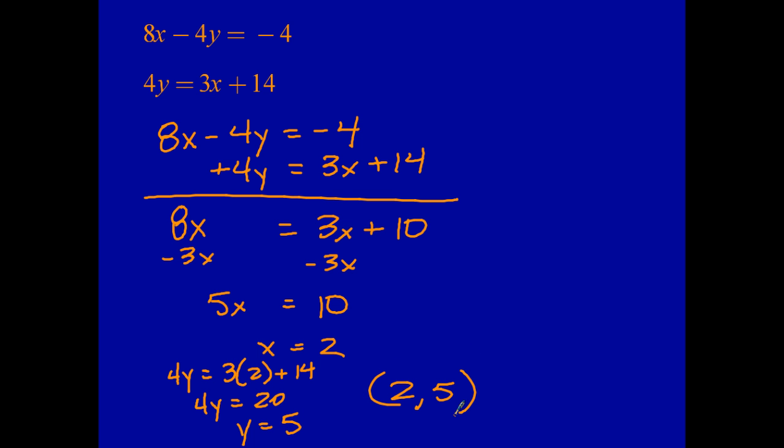Okay. Now another way we could have done this is I could have set it up so that they're both in standard form. Okay, and so what I could have said is, okay, 8x minus 4y is equal to negative 4.